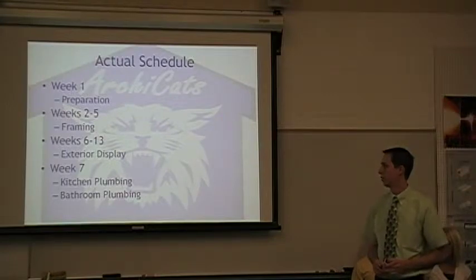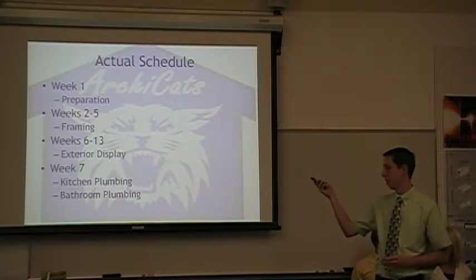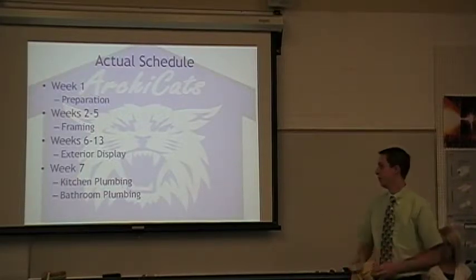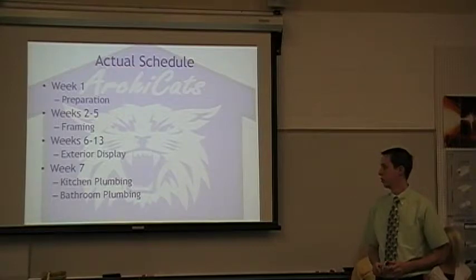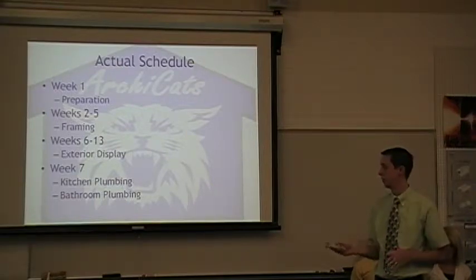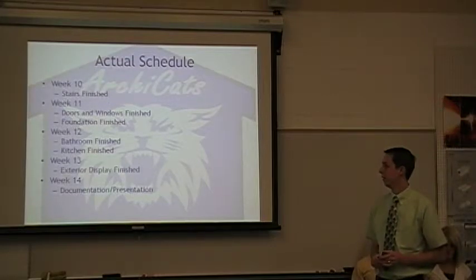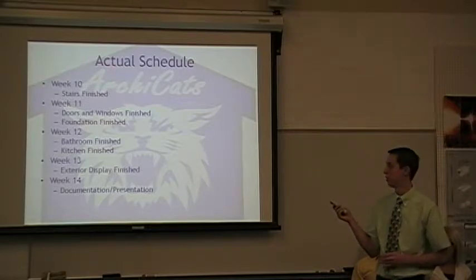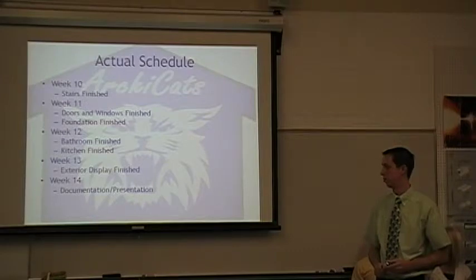From that point on, we worked on the exterior display as much as we could per week. Week 7 is when we wanted to have the kitchen and bathroom completed to the point where we could have the plumbers come in, everything framed, everything ready to go. They did come in and it was plumbed. And then week 10 is when everything finally started to finish up. The stairs were the first to finish on week 10. Closely after, in week 11, the doors and windows were completed, and the foundation was completed that same week.